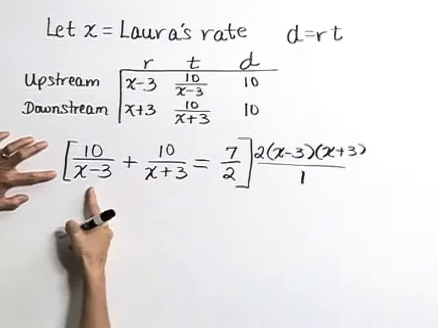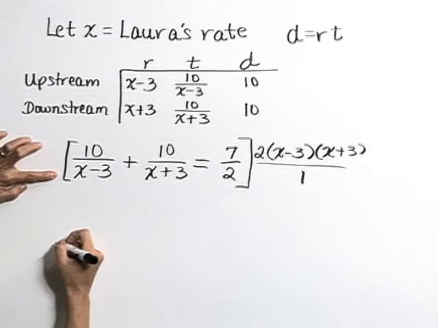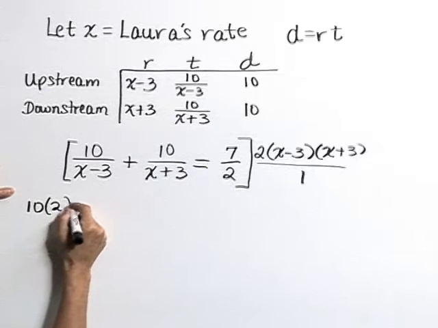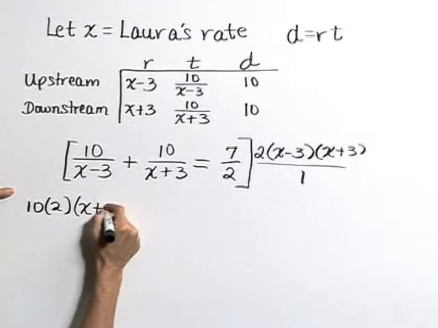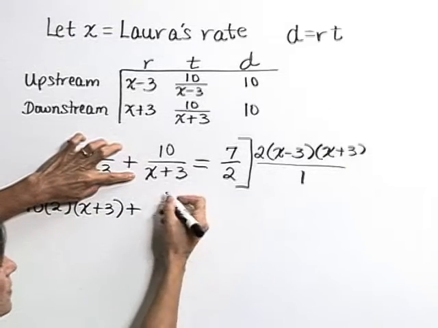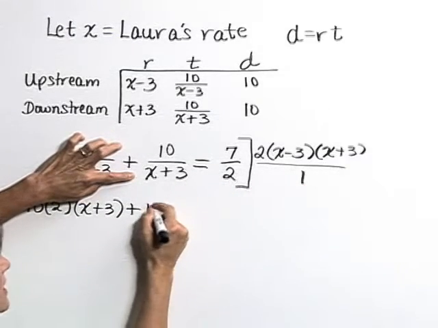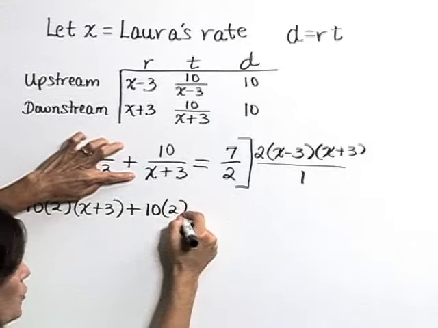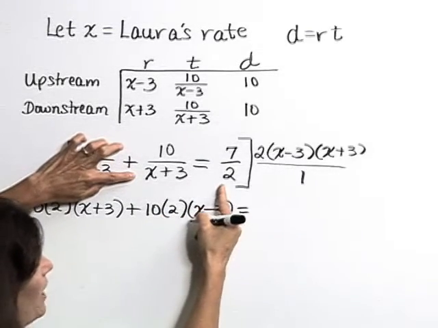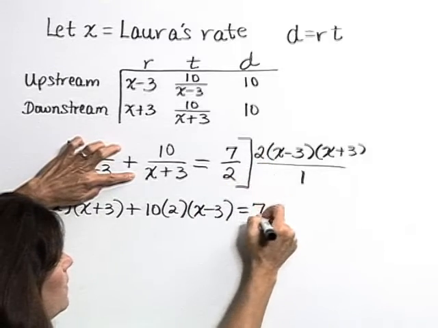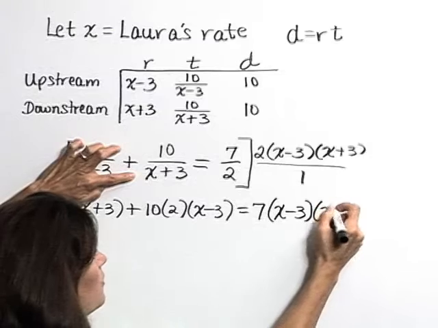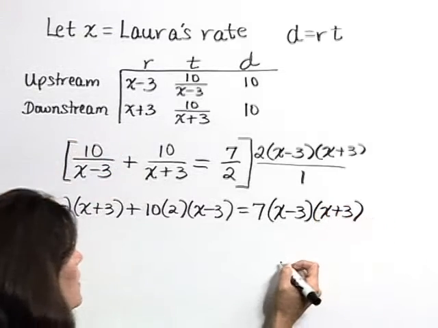So we take this times our first term, the x minus 3's cancel, leaving 10 times 2 times x plus 3. As we multiply times our second term, the x plus 3's cancel, leaving 10 times 2 times x minus 3. On the right-hand side, the 2's cancel, and this gives 7 times x minus 3 times x plus 3.